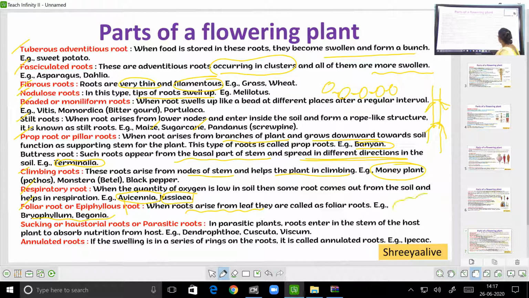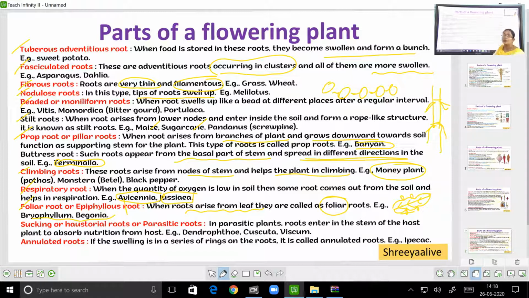Bryophyllum, you would have seen this plant. On the sides of the leaf we can see small bud-like things coming out. If we cut this small bud and grow it in the soil, it will grow. Hence these are the roots which come out from the leaf. They are called foliar roots.